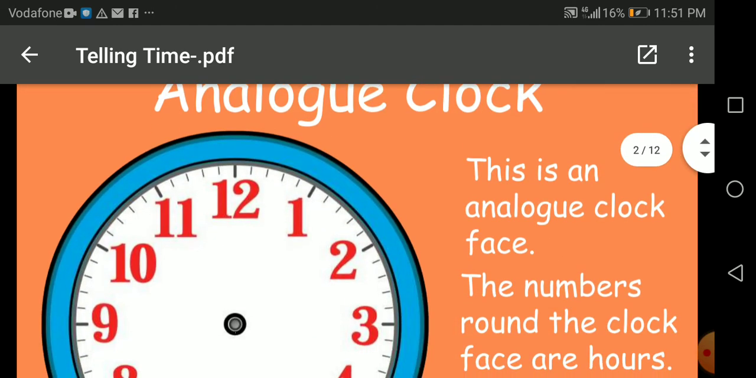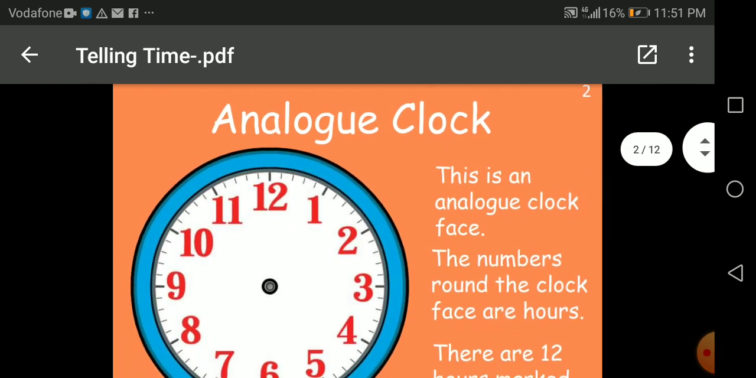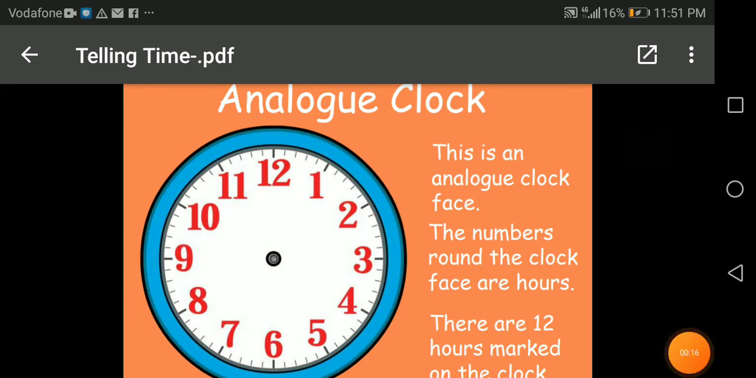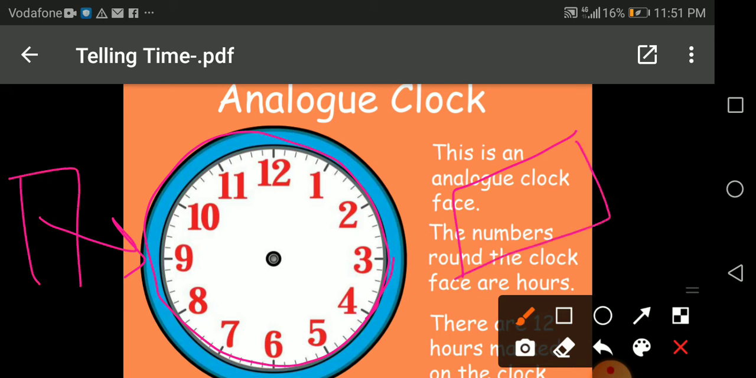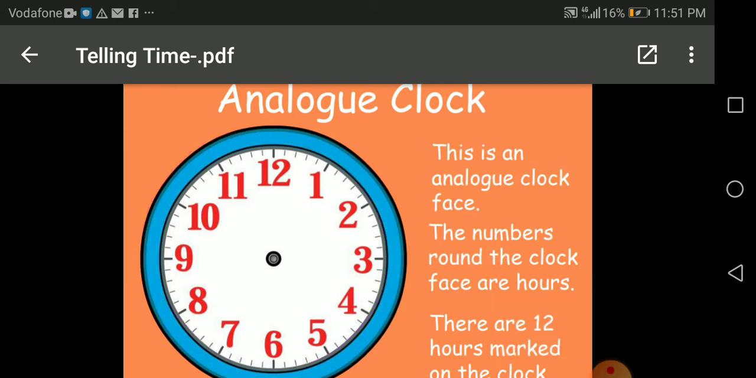Today we're going to talk about telling time. So, here you are. This is a kind of clock. Can you see this one? It's an analog clock. This is called an analog clock. The clock which comes in a circle like this, okay? Or we can find it as a rectangle or even a square. They are called analog clocks.